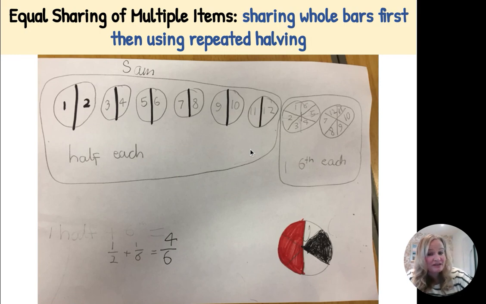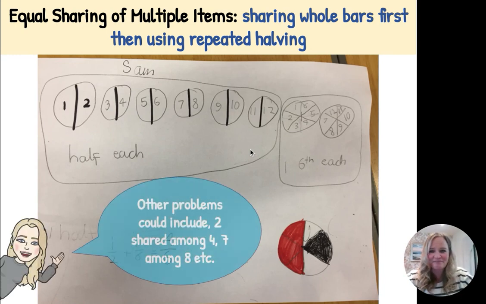as the final answer. Some children never got beyond 1/2 and 1/6. They never got to that point of being able to use the area models, the visual models, to work out it was 4/6 that they each got. Still a valid answer, but you can show how it's an example of a low floor, high ceiling task where you'll get some children getting to a certain level of understanding and others are able to take it that step further by then giving that fractional amount at the end. Other problems could include 2 shared among 4, 7 shared among 8, and to scaffold it in that way.